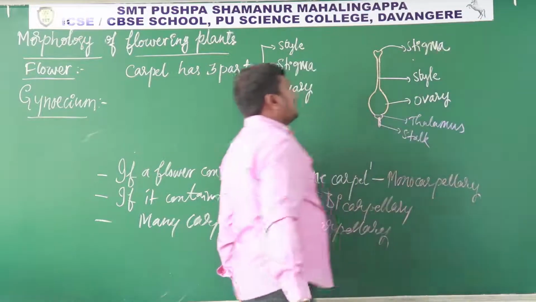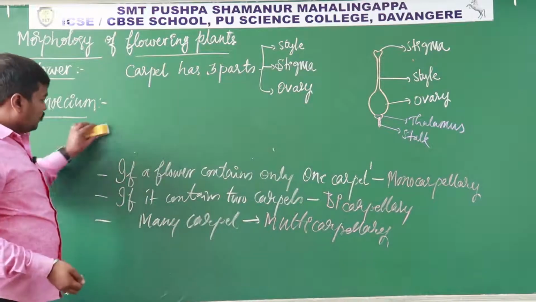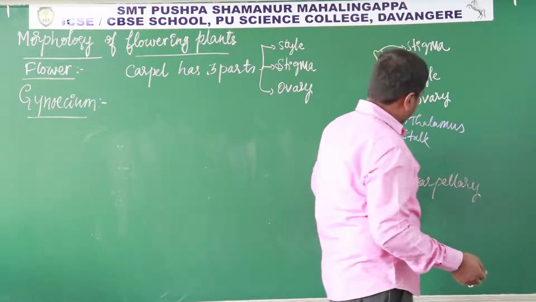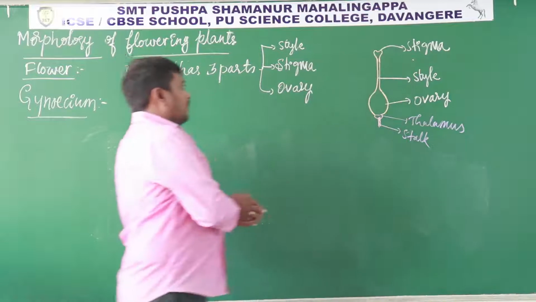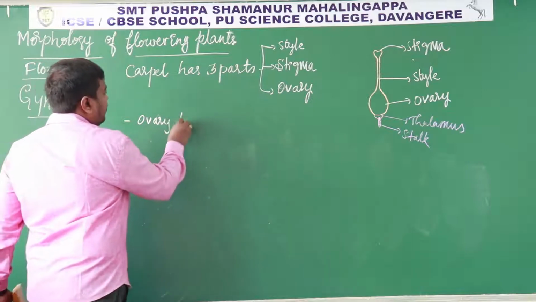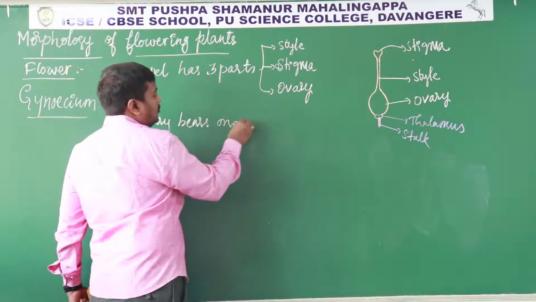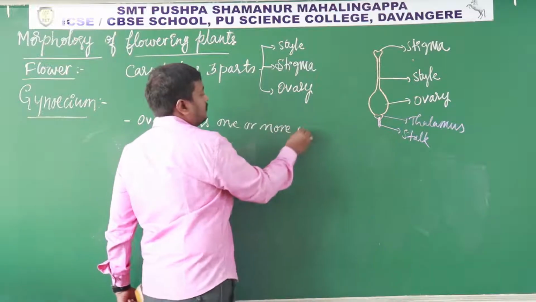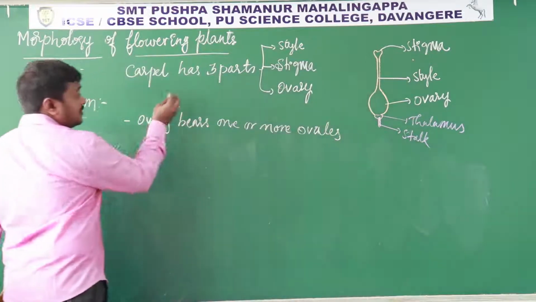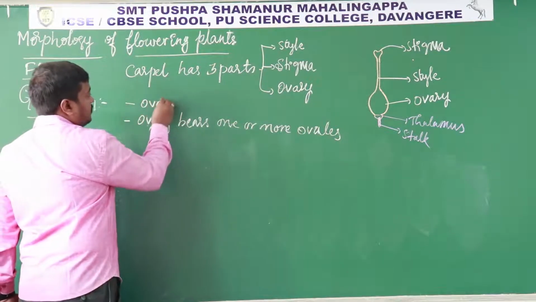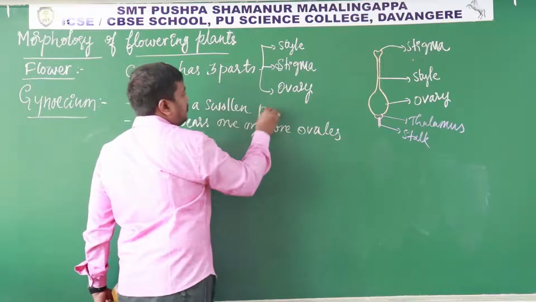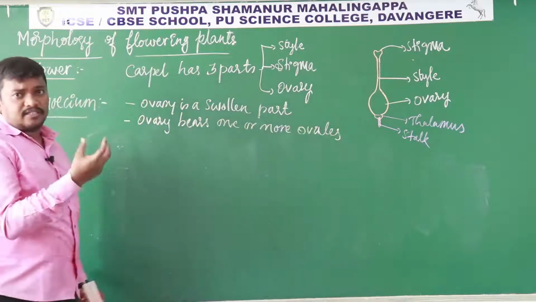Within the ovary, ovules are present. The ovary bears one or more ovules, and the stigma is the pollen receiving part. The ovary is a swollen part, meaning it is thick.